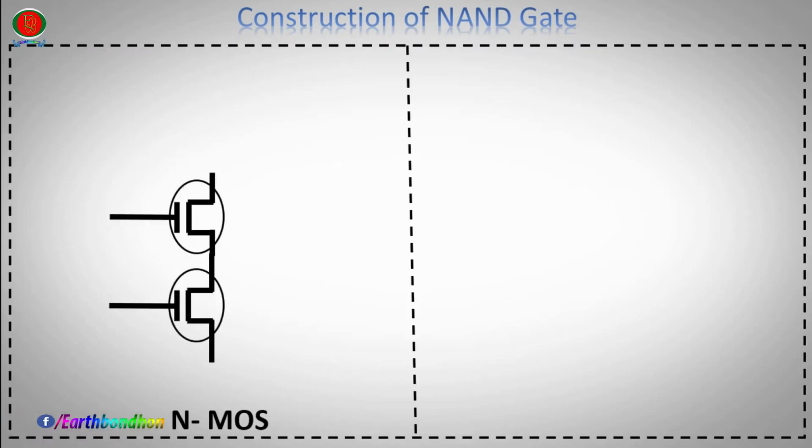The MOSFET, metal oxide semiconductor field effect transistor. A transistor is a semiconductor device. NMOS transistor is an N-channel MOSFET transistor. NAND gate input terminal VG1. NAND gate input terminal VG2.